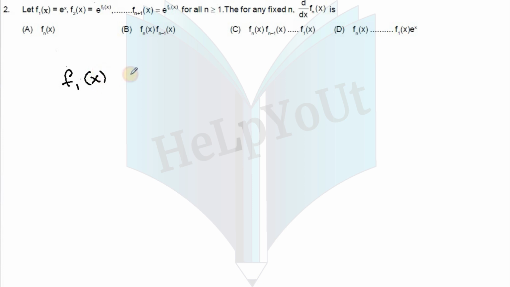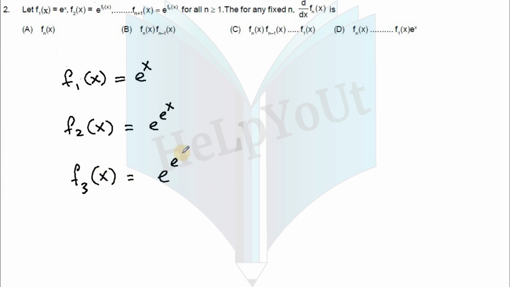f1(x) is given, that is e to the power x. f2(x) is e to the power f1(x), that means e to the power x goes here. See, here is 2 and we got 2 e's. Here was 1 and we had 1 e. For f3(x) similarly it will be e to the power e to the power e to the power x. 3 is here, so the number of e's is 3.